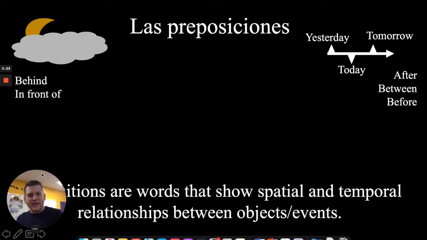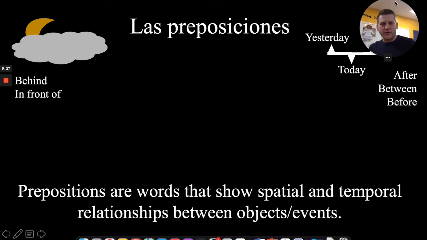Prepositions. And here's how I would define a preposition. Let me move my little guy over here and cover up this diagram since we're done with that for now. Prepositions are words that show spatial and temporal relationships between objects and events. If you're unclear, the word temporal means time. Relationships involved in time as opposed to space.